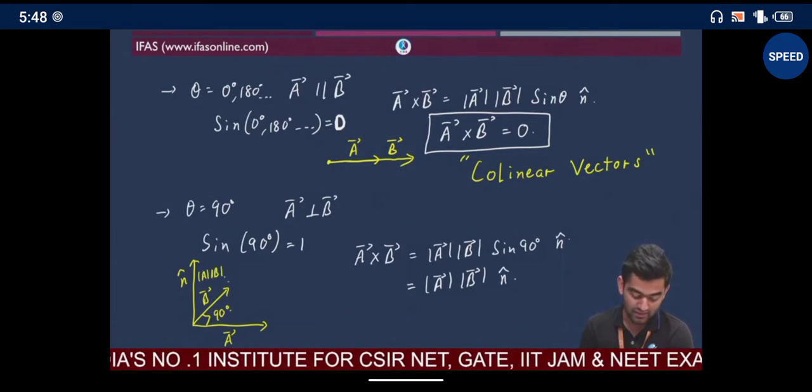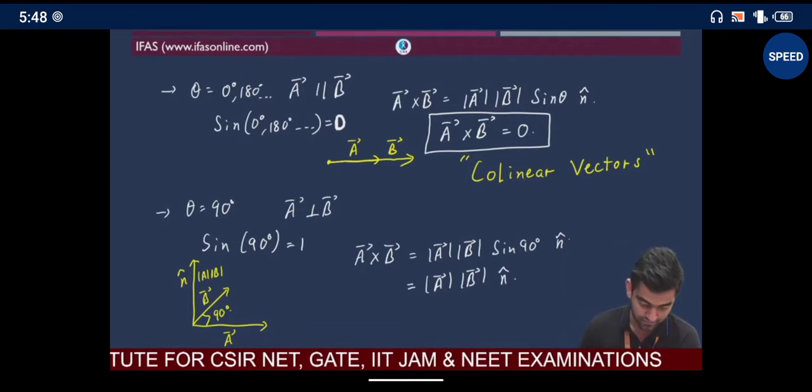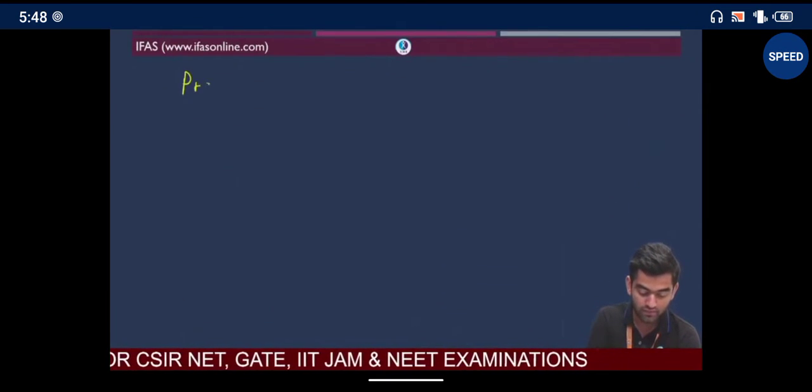Now you might already think that it looks something like the coordinate axes also. And we are going to use this particular property in order to define our property. Let's start the properties of cross product.